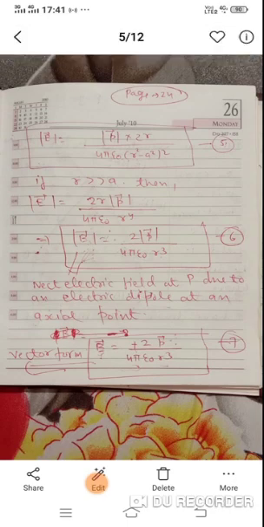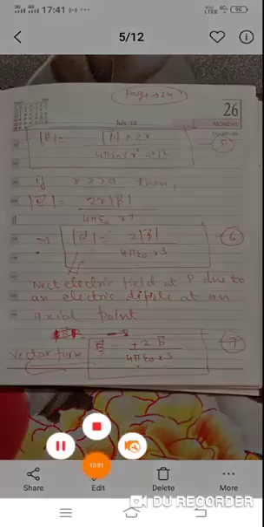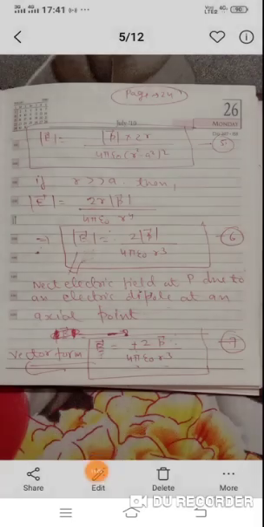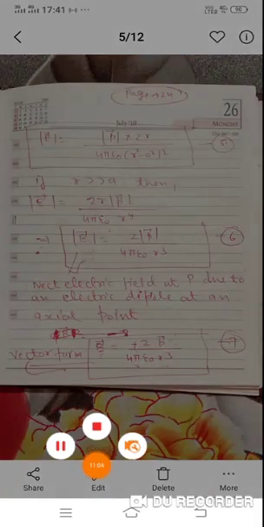Net electric field at P due to an electric dipole at an axial point, in vector form, mod will be removed. E is equal to 2P by 4 pi epsilon naught R cube. Okay, so this is the end of your video number 10, electric field due to an electric dipole at an axial point, as well as you got the knowledge of electric dipole and dipole moment. So this is the end of your heading number 8 and 9a and video number 10 of your chapter 1.